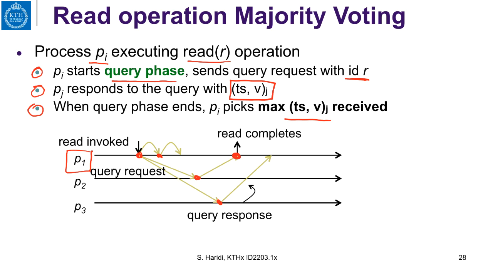So the max timestamp value pair received. And that will be the result of the read. Again, when read completes, all outstanding responses are ignored, like this one will be ignored. And this could be implemented by tagging the query phase messages with a read identifier.